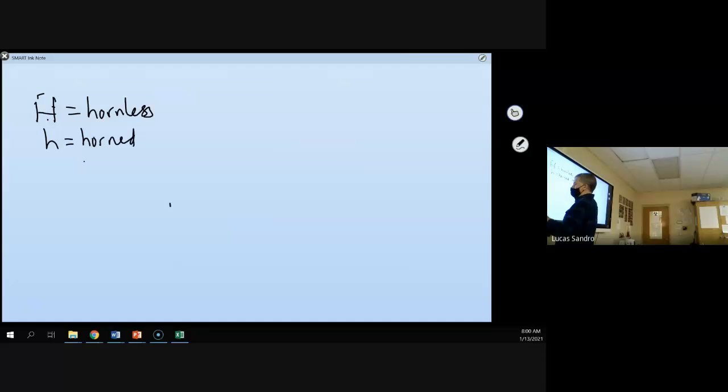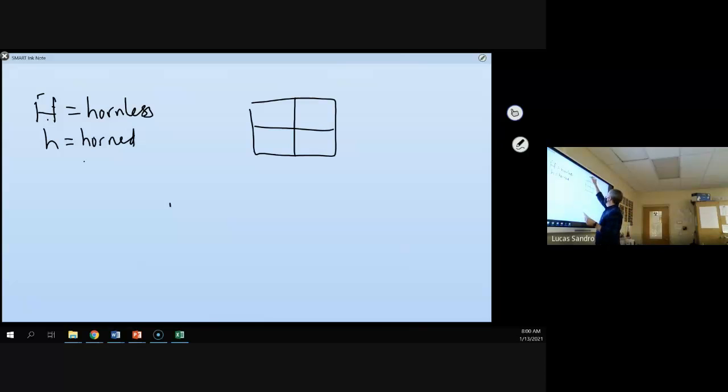Cattle, the hornless condition. Big H is hornless. Little h is horned. And a bull without horns, that's okay. We don't know that yet. Bull without horns, cow with horns. That's this. Okay. Of the 4 offspring, 1 is horned and 3 are hornless.